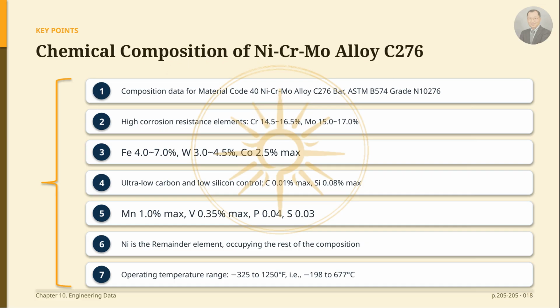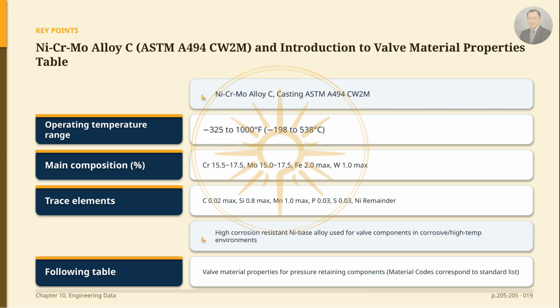This alloy has a wide temperature range, as it can be used from -325 to 1,250 degrees Fahrenheit, which converts to -198 to 677 degrees Celsius. Next, I will introduce the nickel-chromium-molybdenum alloy C, casting specification ASTM A494 CW2OM. The operating temperature range for this material is -325 to 1,000 degrees Fahrenheit, or -198 to 538 degrees Celsius.